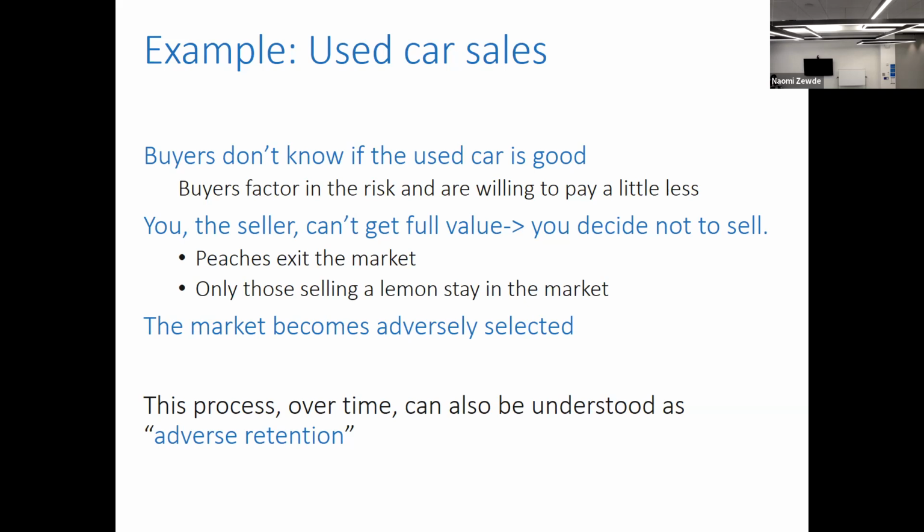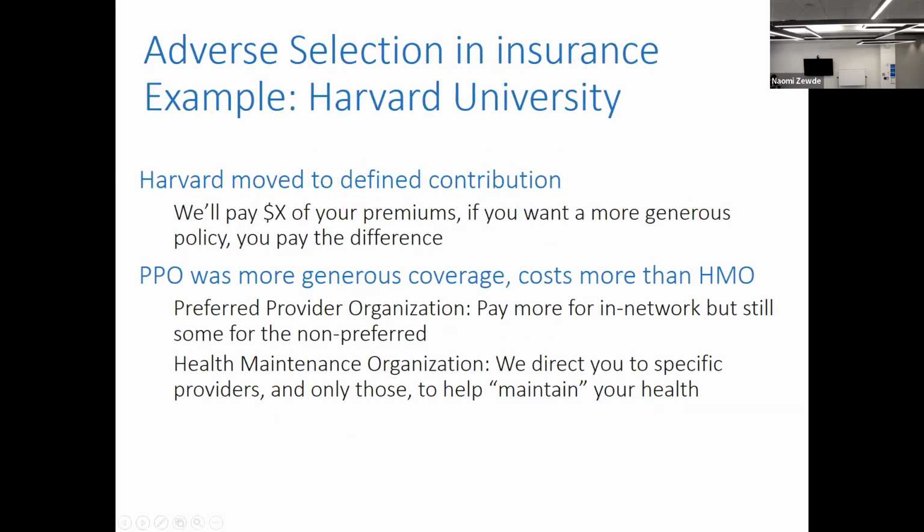There's George Akerlof, who wrote a Nobel Prize paper about this, the market for lemons. And so the market becomes adversely selected, right? Actually, this is kind of like adverse retention because they're only retaining the worst cars. So that's a good example.